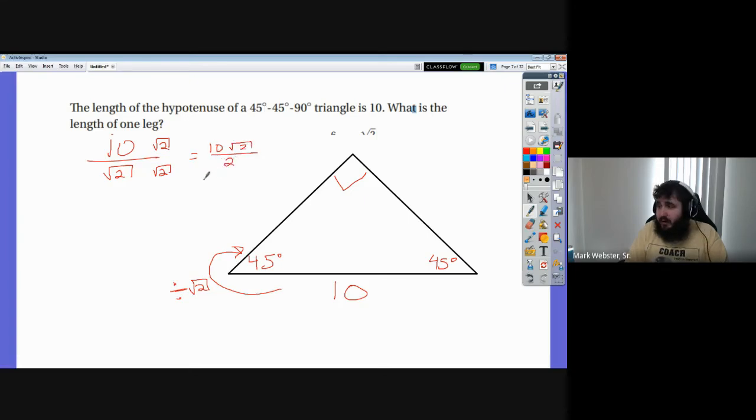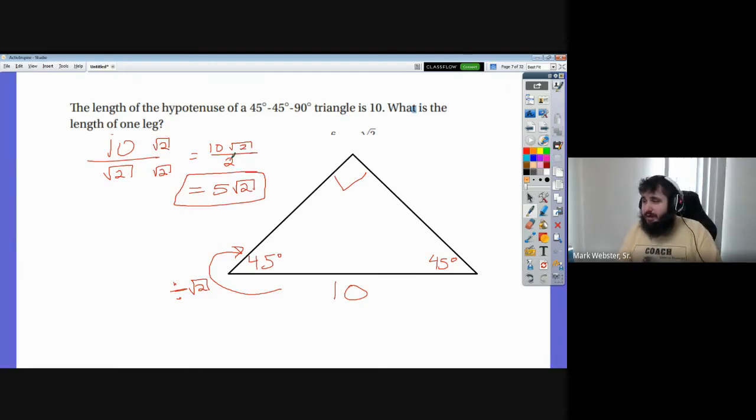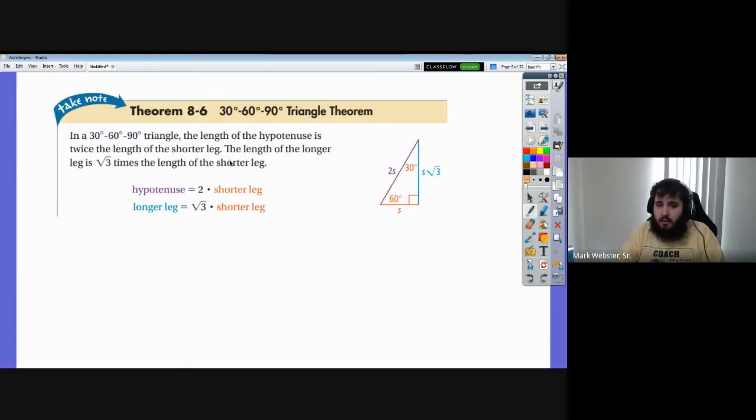And what's 10 divided by 2? It's just 5 radical 2. Okay? Alrighty. So that is a 45, 45, 90 triangle. Our other triangle has a couple more moving parts, but it's still the same idea.